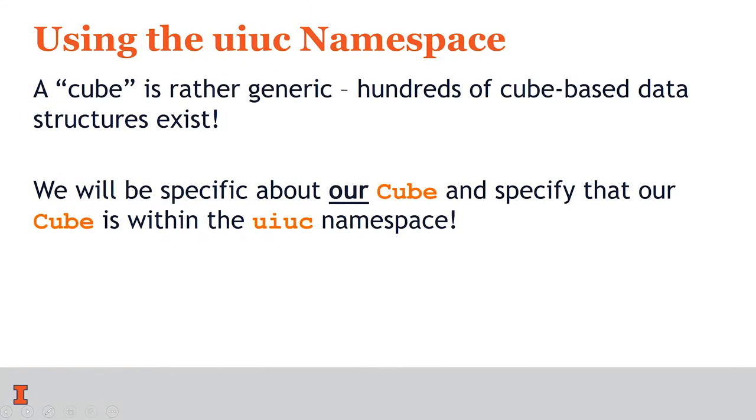As I mentioned, a cube is a rather generic thing. You can imagine there may be multiple different cubes in all of the C++ libraries out there. So because of these hundreds of different cubes that exist, we want to specify that our cube is different than any other cube we might have. So instead of just calling our class cube, we want to be able to reuse this cube and put it in a namespace that's separate from any other namespace. As I mentioned, we put the cube into our UIUC namespace.